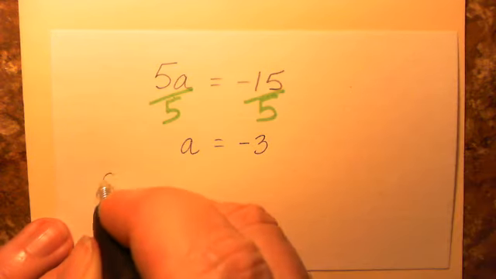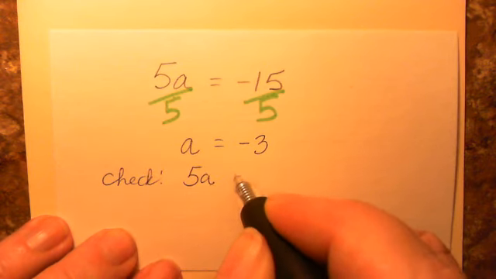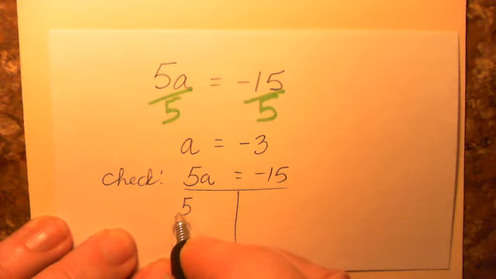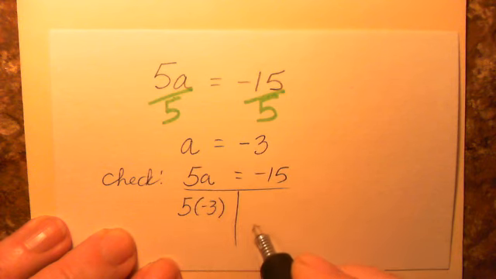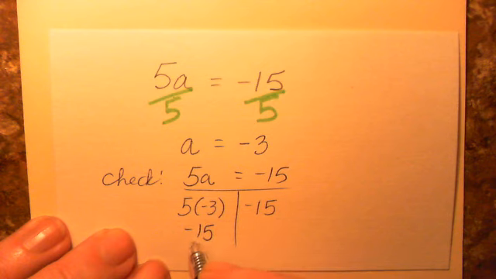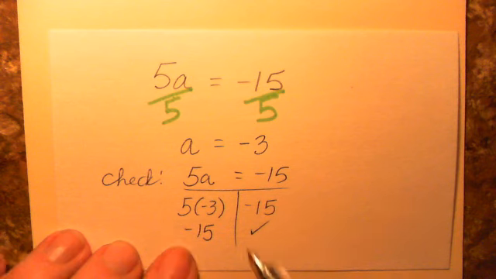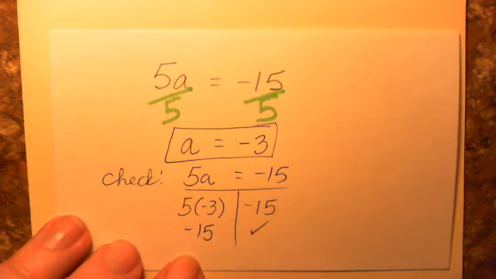And remember, you can check your work. Okay, how can we check it? Rewrite 5a is equal to negative 15. And then replace the a with negative 3 and bring down your negative 15. This side has math to do, so 5 times negative 3 is negative 15, and at that point we see that the two sides match, our solution checks. The solution is a is equal to negative 3.